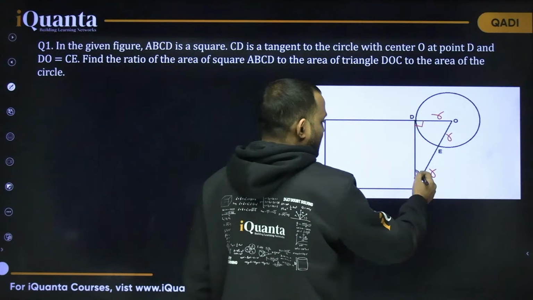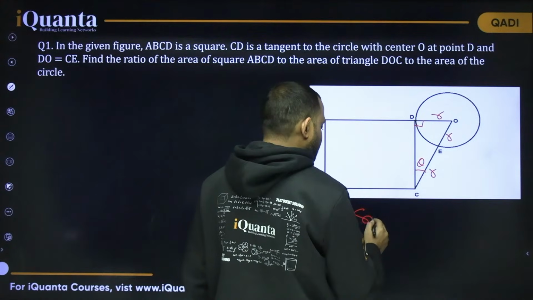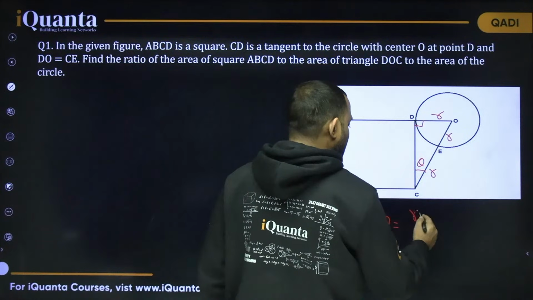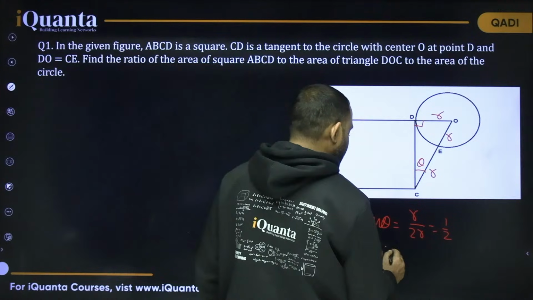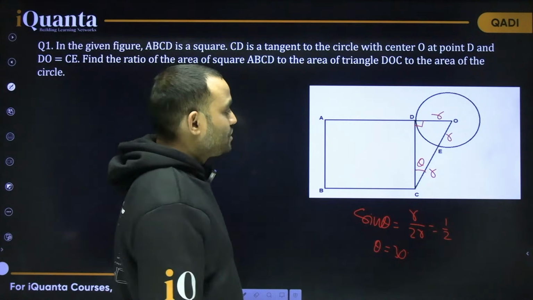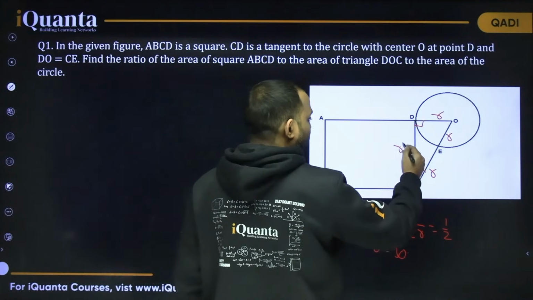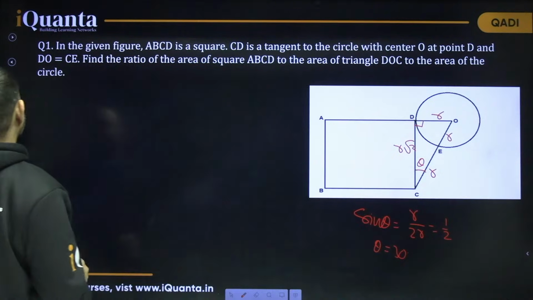We can find this angle. This angle will become 30 degree. If this is theta, then we can say that sine theta is equal to perpendicular upon hypotenuse, which is equal to 1 by 2. So theta is equal to 30 degree. So what will be the side length opposite to 60 degree? It will be R root 3, right?